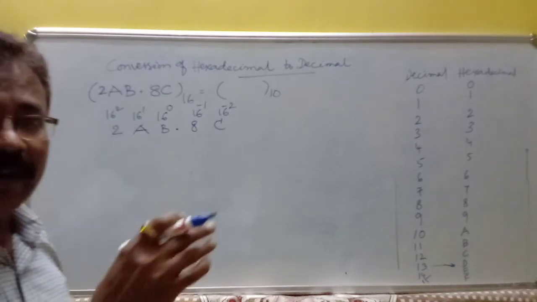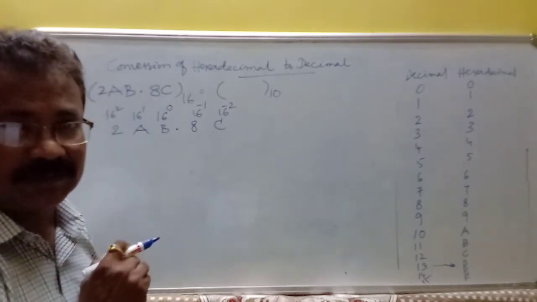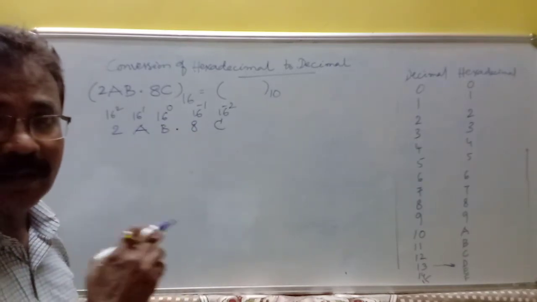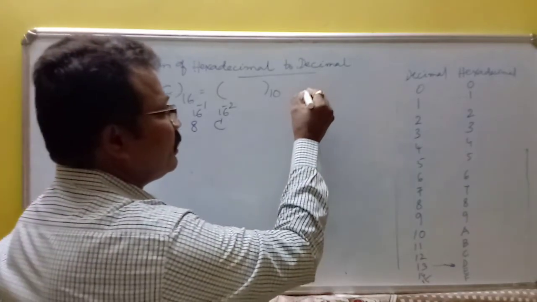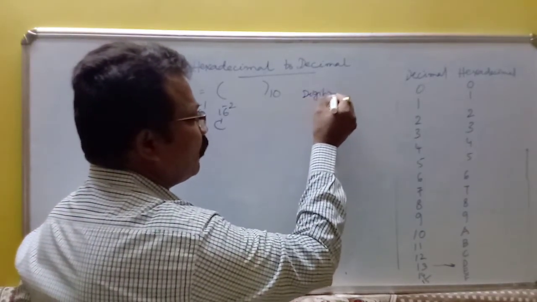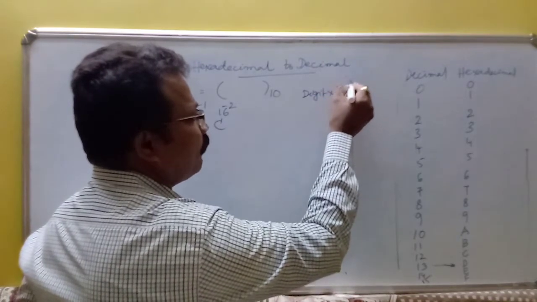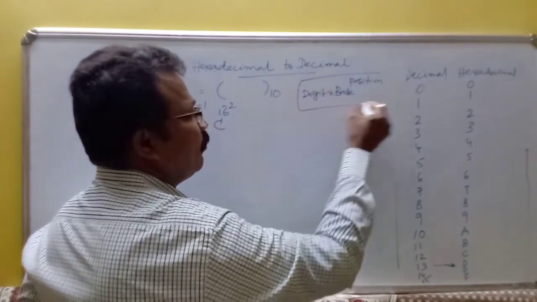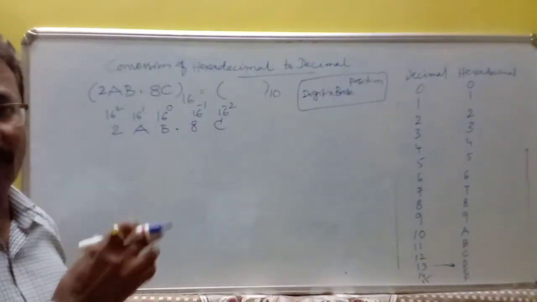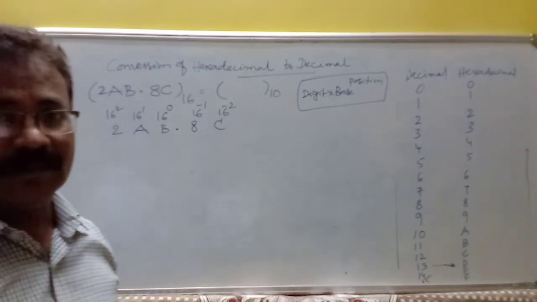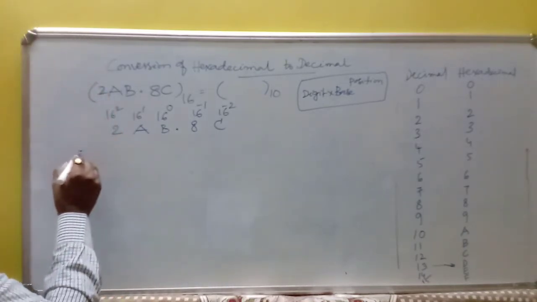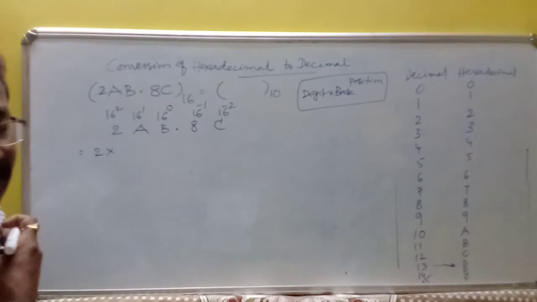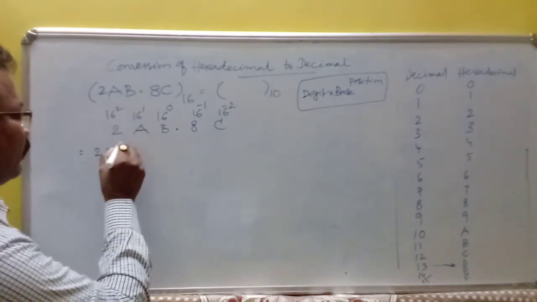Now, you have to calculate the value of each digit. What is the formula to calculate the value? Digit into base to the power of position. That is the value of the digit. So here, 2 is the digit, into its positional weight, base to the power of position, 16 squared.